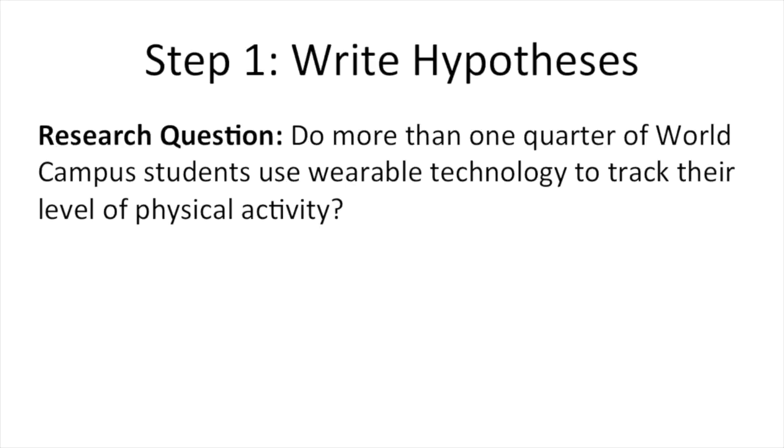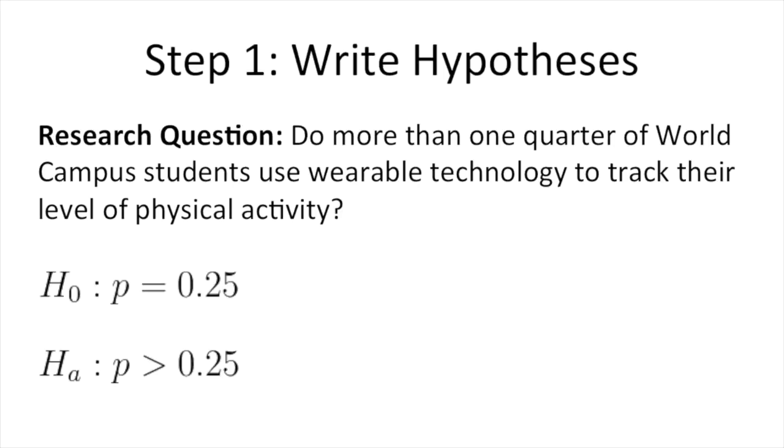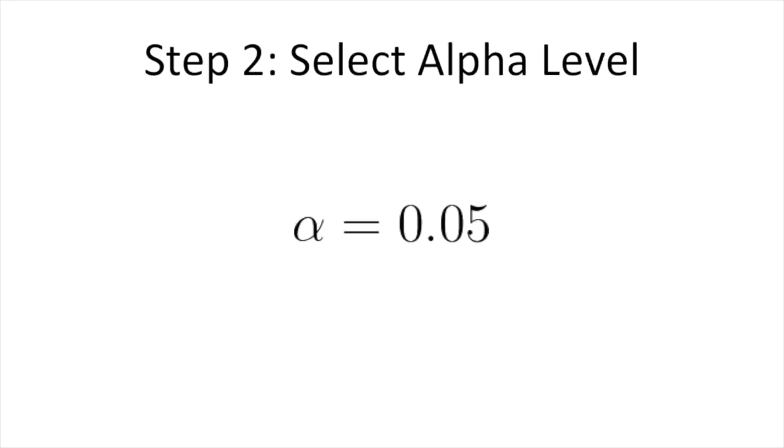Step 1, write hypotheses. Recall our research question, do more than 1/4 of World Campus students use wearable technology to track their level of physical activity? So we want to know if the population proportion is greater than 0.25. Our null hypothesis is that p equals 0.25. Our alternative hypothesis is that p is greater than 0.25. We have a right-tailed test.